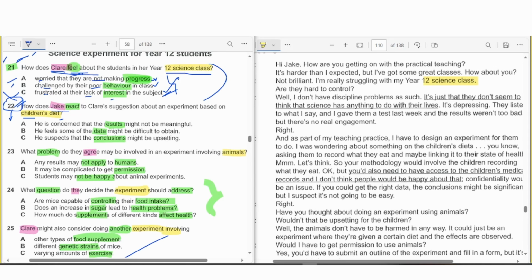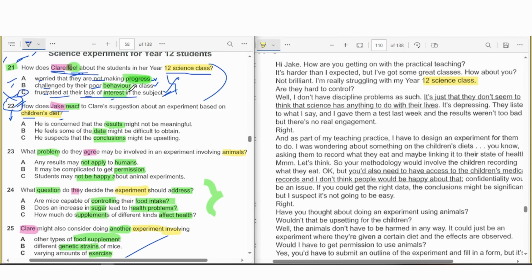Are they hard to control? Well, I don't have discipline problems as such. It's just that they don't seem to think that science has anything to do with their lives. It's depressing. What is depressing? Just that they don't seem to think that science has anything to do with their lives, because they lack interest, right? They don't understand science has anything to do with their lives. It's depressing. It's frustrating, right? Answer C. See, they have discussed only this one.